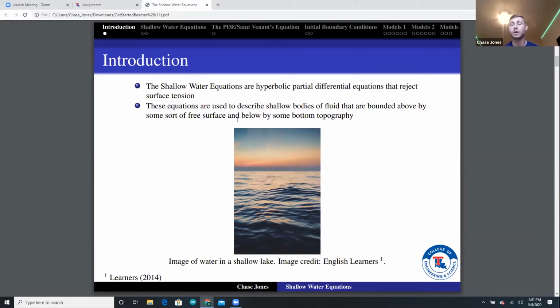So what are the shallow water equations? They're a set of hyperbolic partial differential equations that neglect surface tension, and they occur in hydrostatic balance. Another condition that must hold is that the distance from one crest of one wave to another must be greater than the distance from that crest to the seafloor. Usually these equations describe systems that are bounded above by some free surface and bounded below by some bottom floor topography. In any case, they can be used to describe ponds, creeks, rivers, and oceans. But specifically for me, since I was originally invested in oceans, we're going to talk about seafloors.